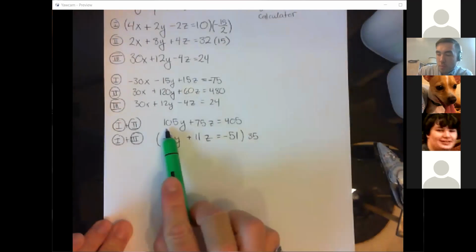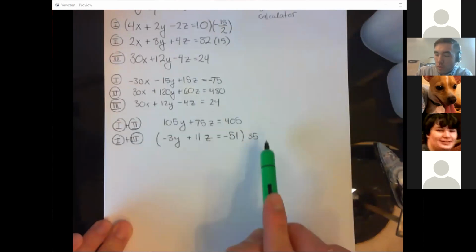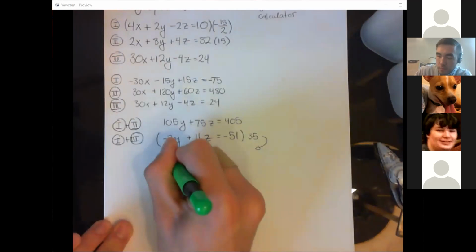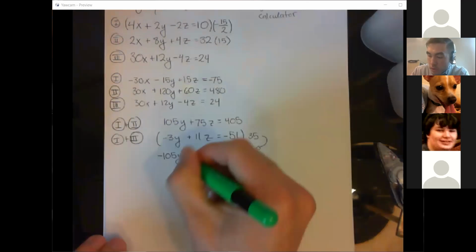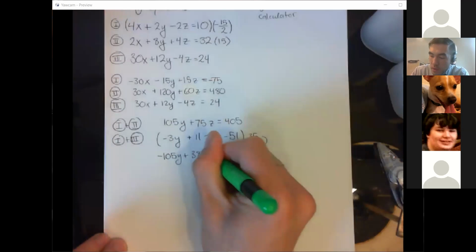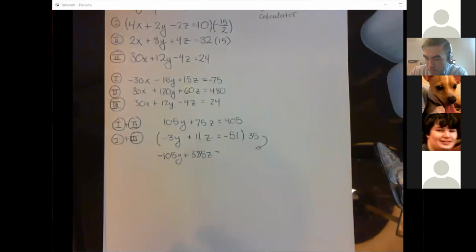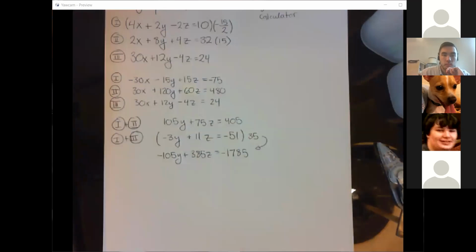This will make it so that my top equation is unchanged, right? This is still going to be what it is, but this bottom equation will now become negative 105y plus 385z, and this is going to be equal to negative 1,785. Is that okay? Y'all have any questions up through there?